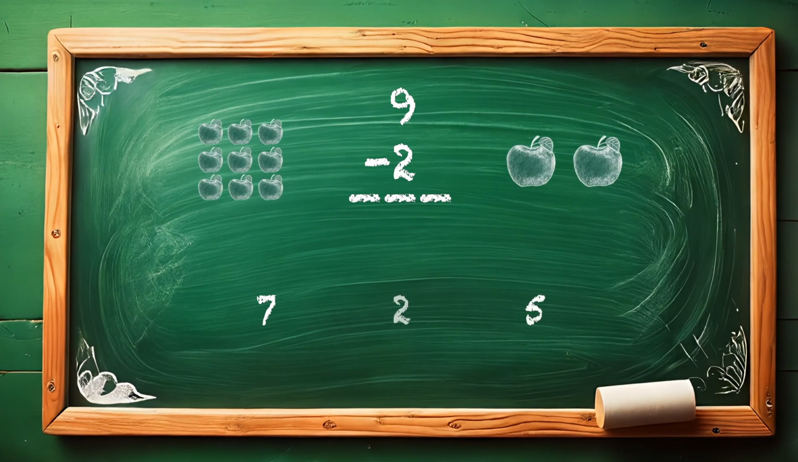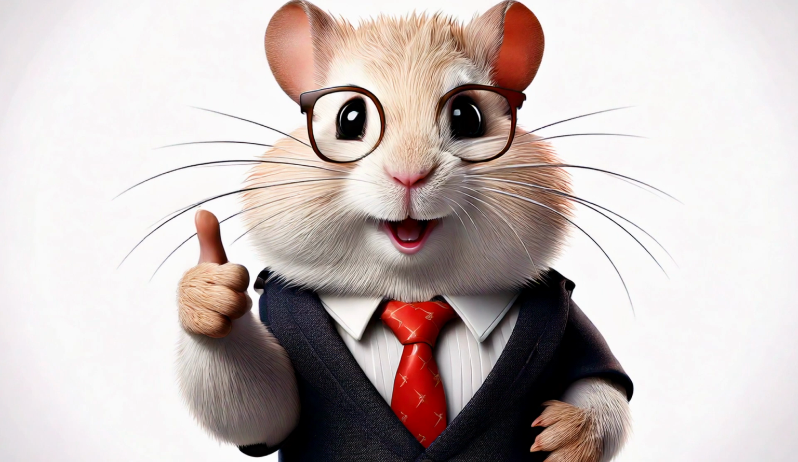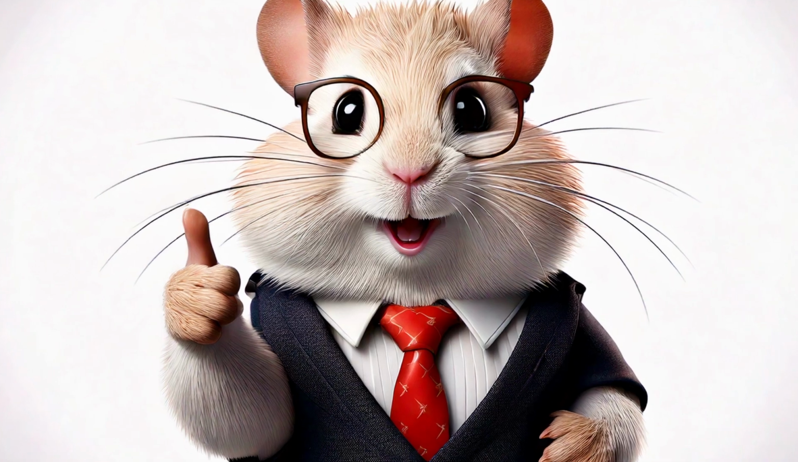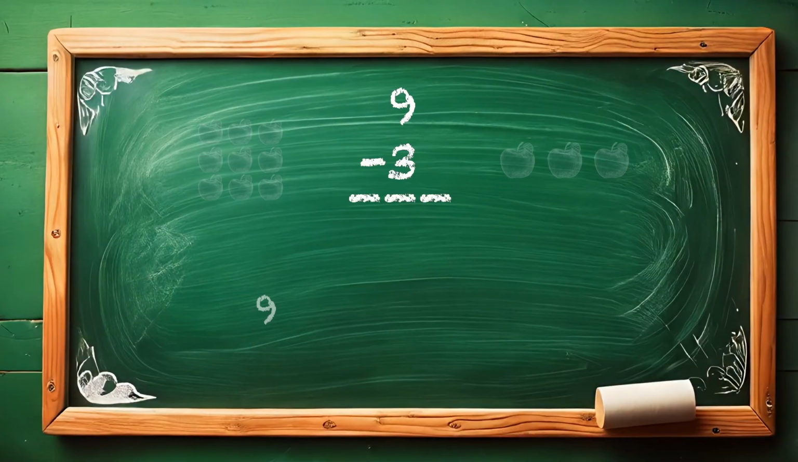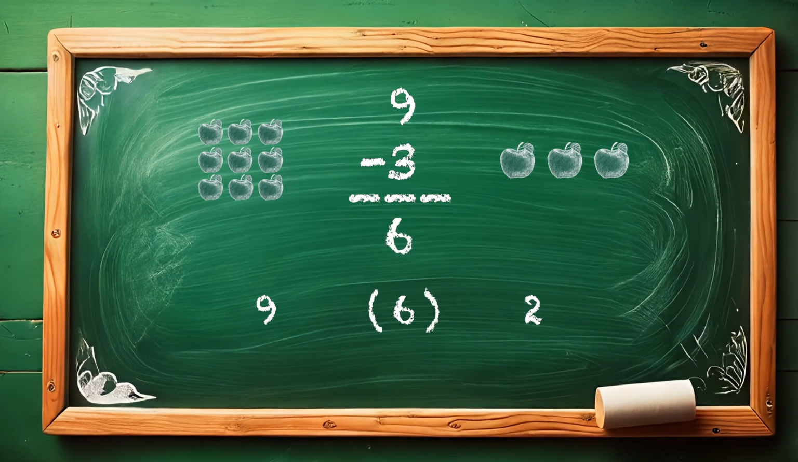If you have 9 apples and you take away 2, do you have 7 apples, 2 apples, or 5 apples left? 9 minus 2 equals 7. If you have 9 apples and you take away 3, do you have 9 apples, 6 apples, or 2 apples left? 9 minus 3 equals 6.